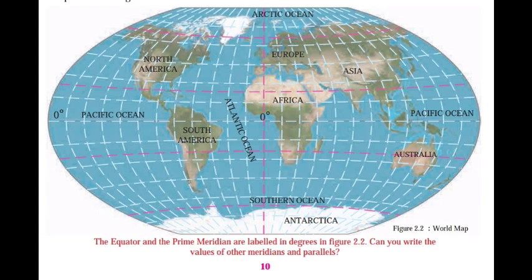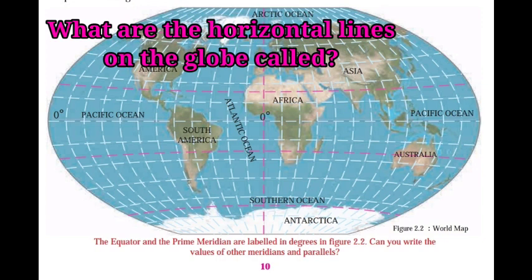Students, first let us make friends with the globe. You can see over here a figure of a world map. So now we are going to make friends with this map or globe. Observe this world map and answer the questions. All these questions are about your previous knowledge, and you can also answer by observing this globe or world map. So question number 1: you can see in this figure, what are the horizontal lines on the globe called?